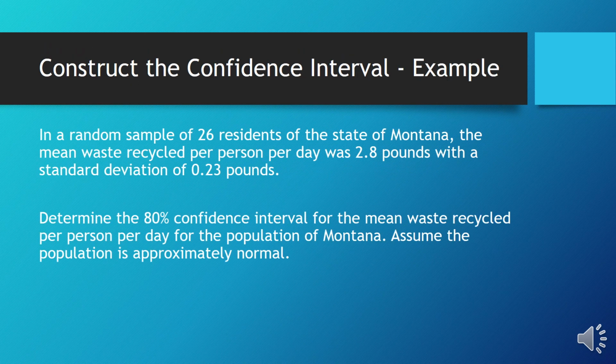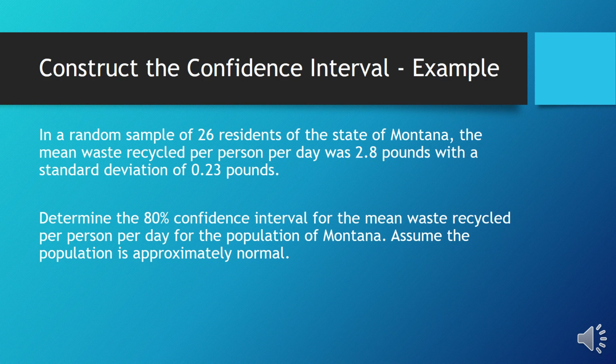Now let's look at an example of constructing a confidence interval. This is going to be the easiest problem on the quiz because all of this can be done in your calculator. It says, in a random sample of 26 residents of the state of Montana, the mean waste recycled per person per day was 2.8 pounds with a standard deviation of 0.23 pounds. Okay, so we're looking at the amount of waste that a person is recycling every day.